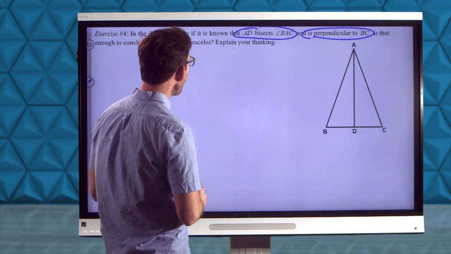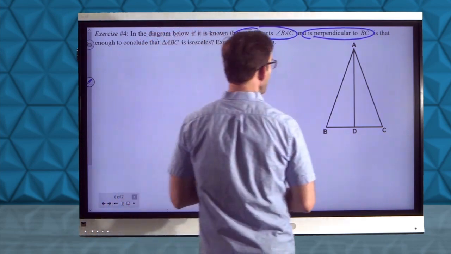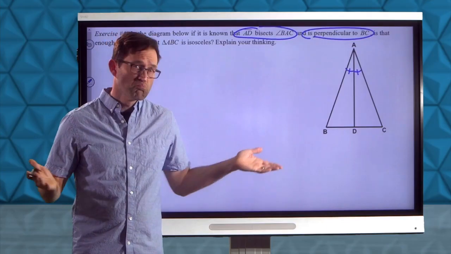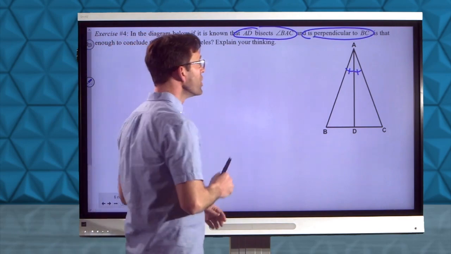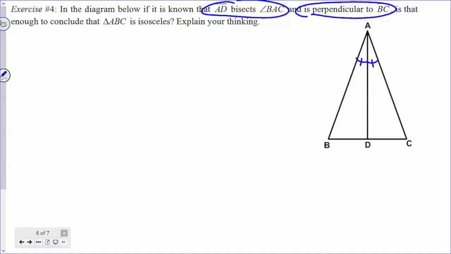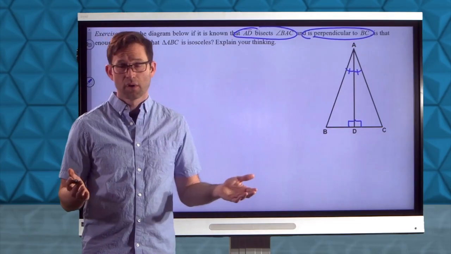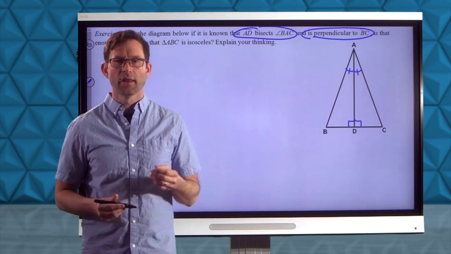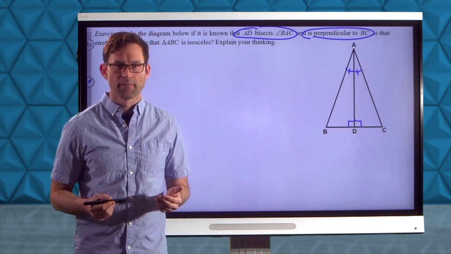Well, AD bisects angle BAC. What does that tell me? It tells me that these two angles are congruent. Great. Also, it's perpendicular to line segment BC, which means both of these angles are right angles. All right, wonderful. Now remember, the whole idea here is CPCTC reasoning, right?